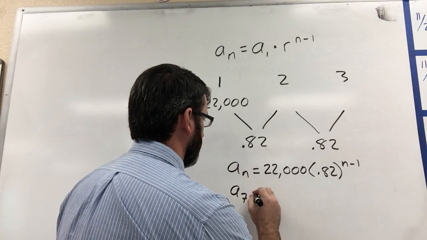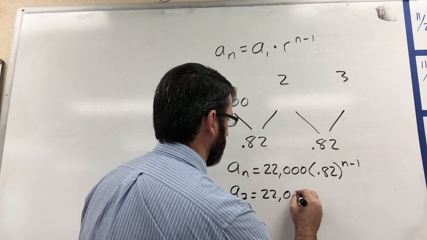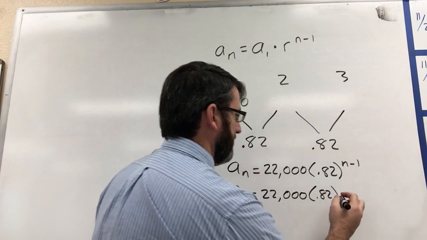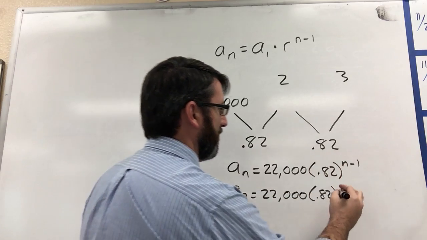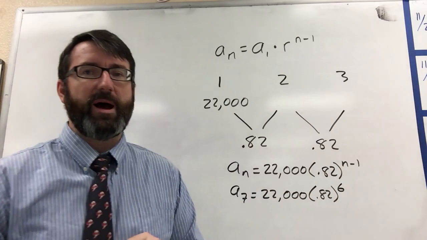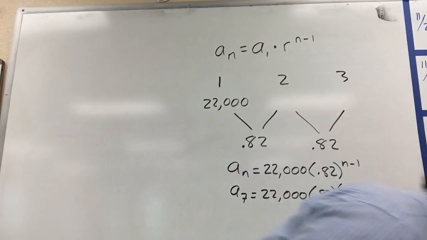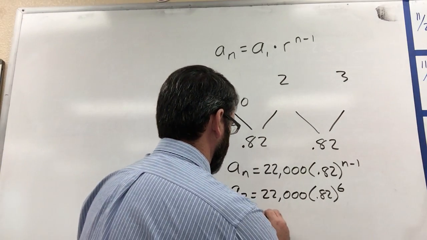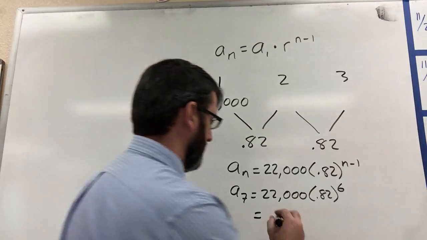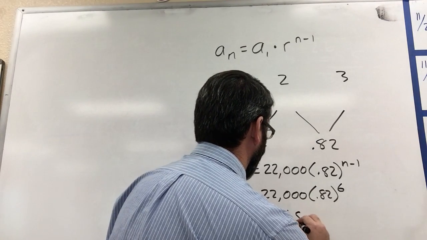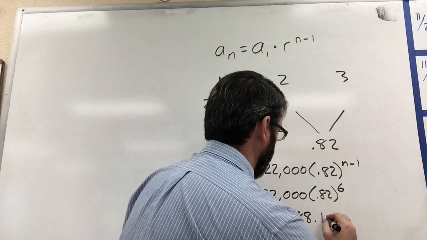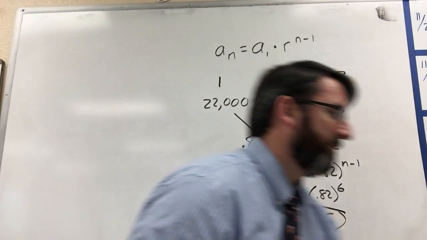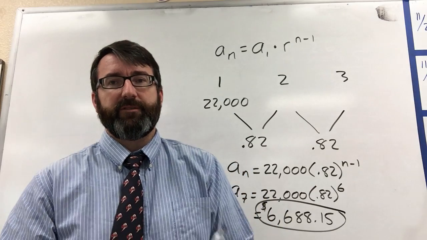So a sub 7 is equal to 22,000 times 0.82 taken to the 7 minus 1 power, so the 6th power. And we plug that into our calculator, and we get that is equal to $6,688.15. And that's what that car is going to be worth in 2015.